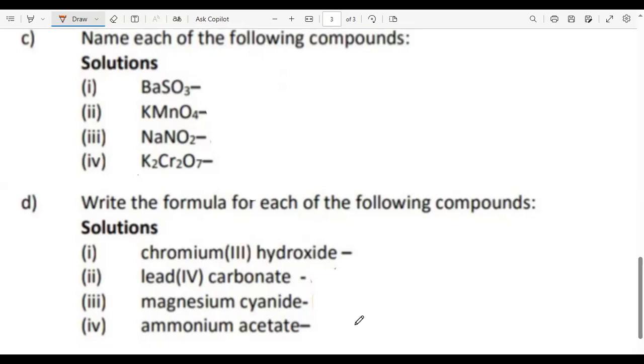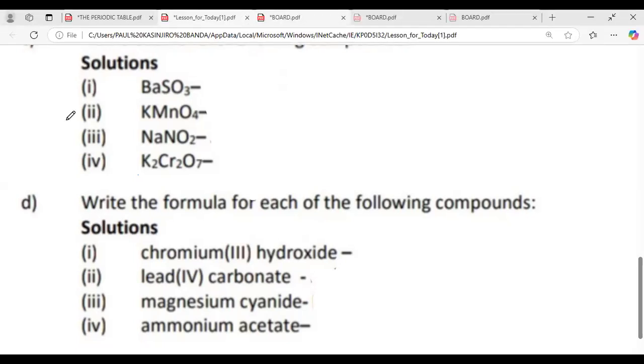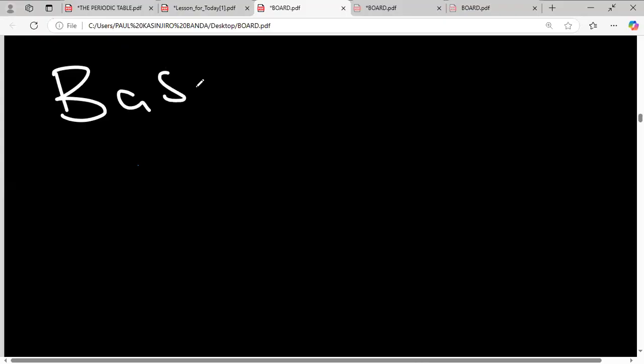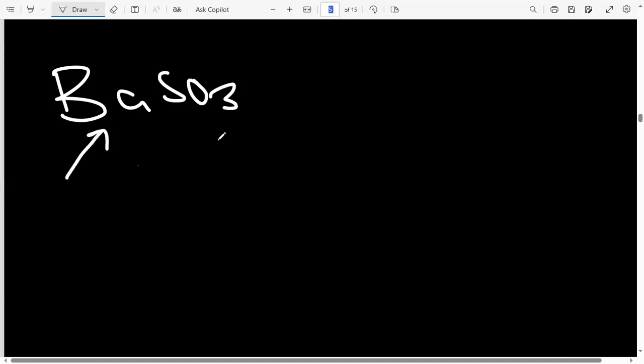BaSO3. So this guy here, let me write it on the other board. BaSO3. To name this, you just have to know the name of the metal and the name of the radical. Remember, right now we are dealing with radicals, right? So this is a radical. What do we call it? I'm sure I listed it out. I said that was the sulfide because there's the 3 there, right?